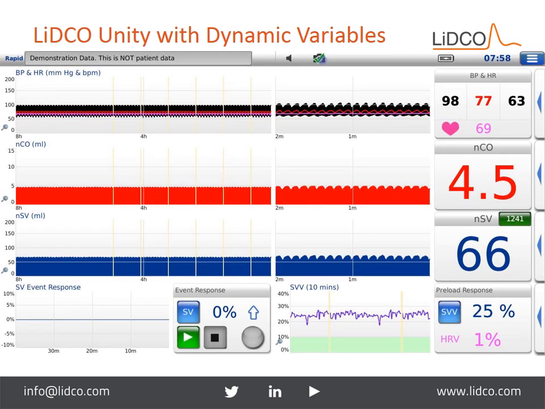LiCO is extremely easy to hook up. You do need to put in the patient's demographics, for example, age, height, weight, that type of thing, so you can get a total body surface area if you want to index your numbers. And then simply take the conduit cable from the LiCO and place it into your bedside monitor so LiCO can sense the A-line waveform and the heart rate, and therefore it can calculate your stroke volume.